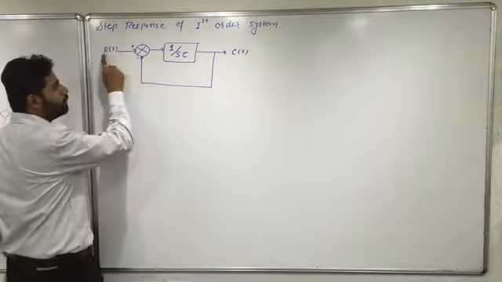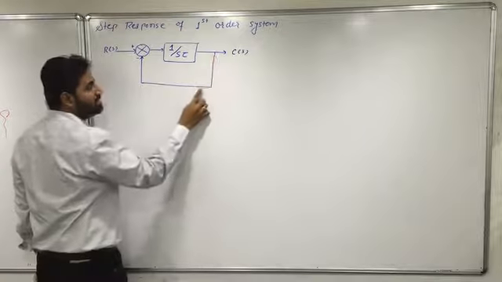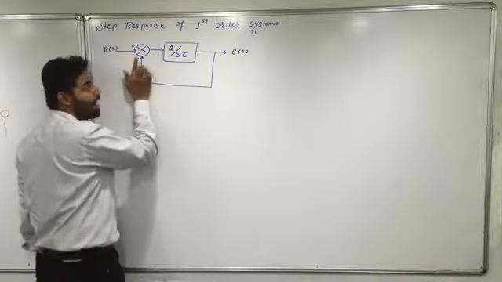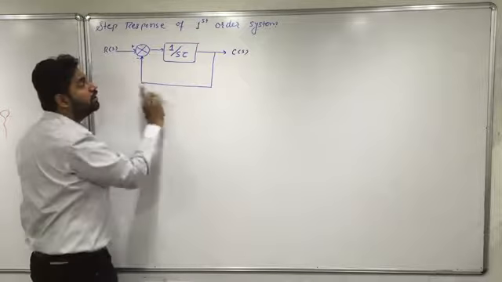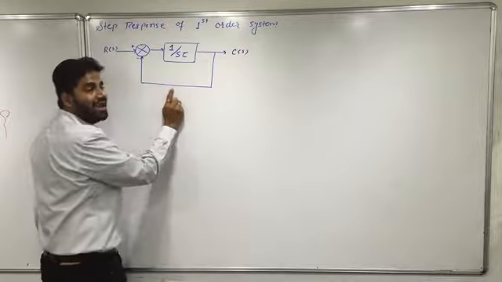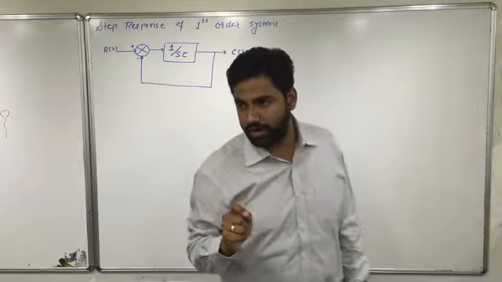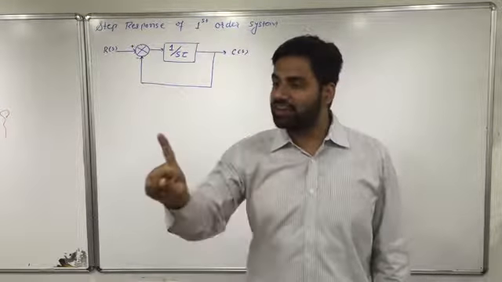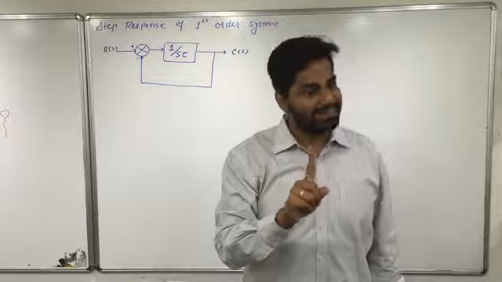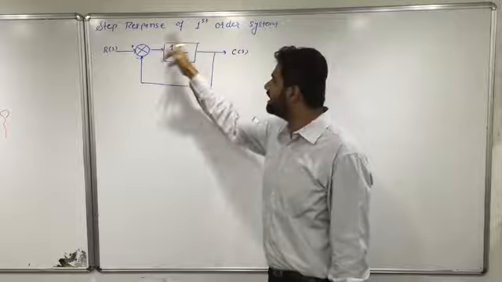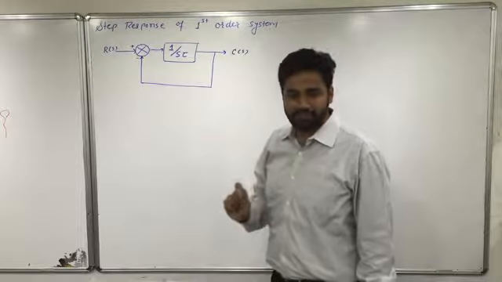See, input is given, output is coming, and the entire output is given back as a feedback signal. So this kind of feedback is called unity feedback, where the feedback gain is equal to 1. This entire system is called a unity feedback system.